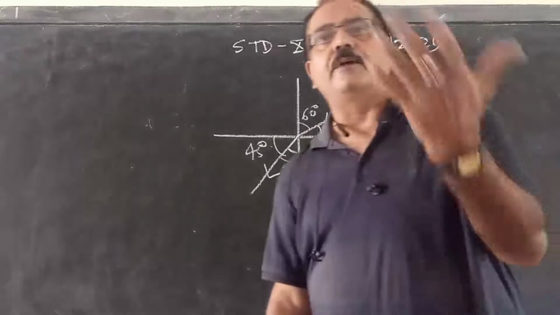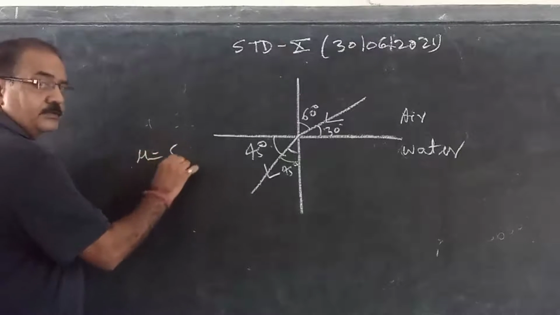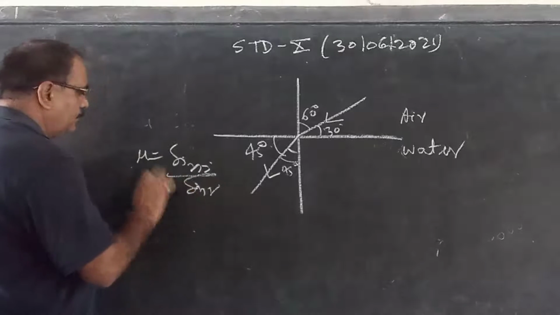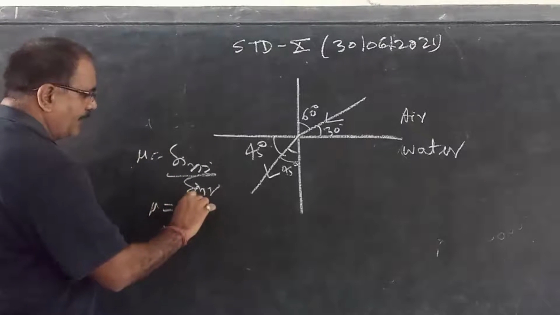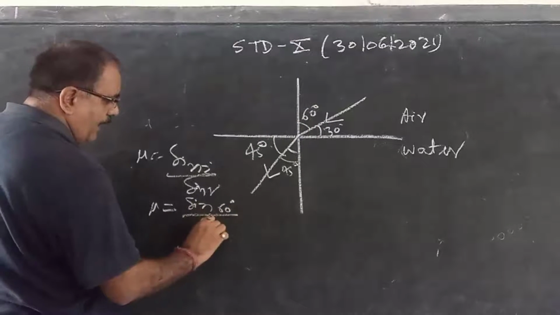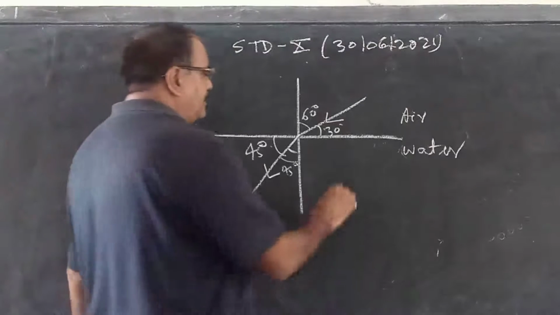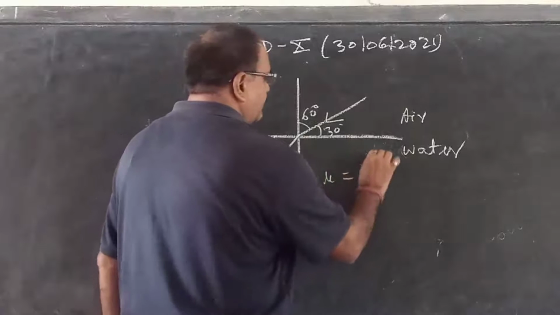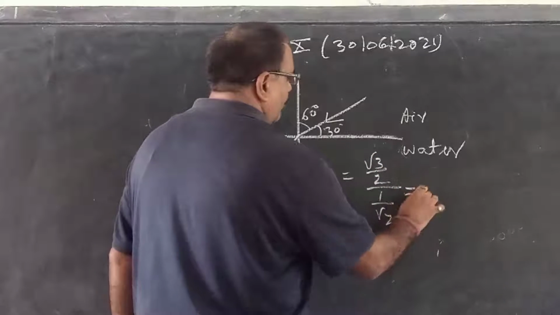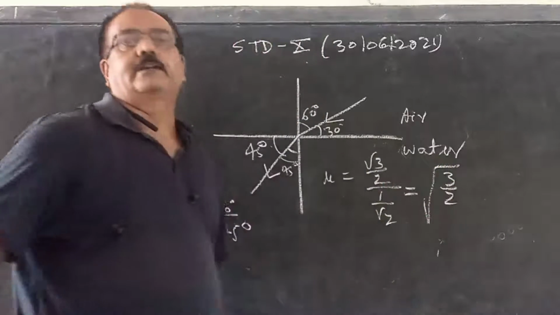Now, in the next part, we have to find mu, the refractive index. So mu is equal to sin i by sin r. Here i is 60 degrees and r is 45 degrees. Put the values of 60 and 45. Sin 60 is root 3 by 2, sin 45 is 1 by root 2. When you solve, we will get root 3 by 2. This is the refractive index.